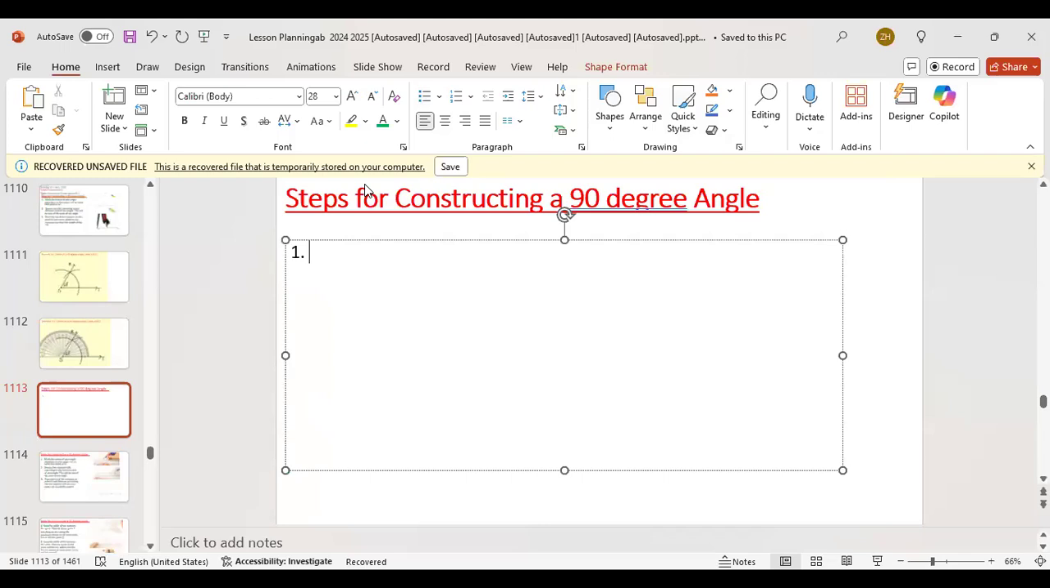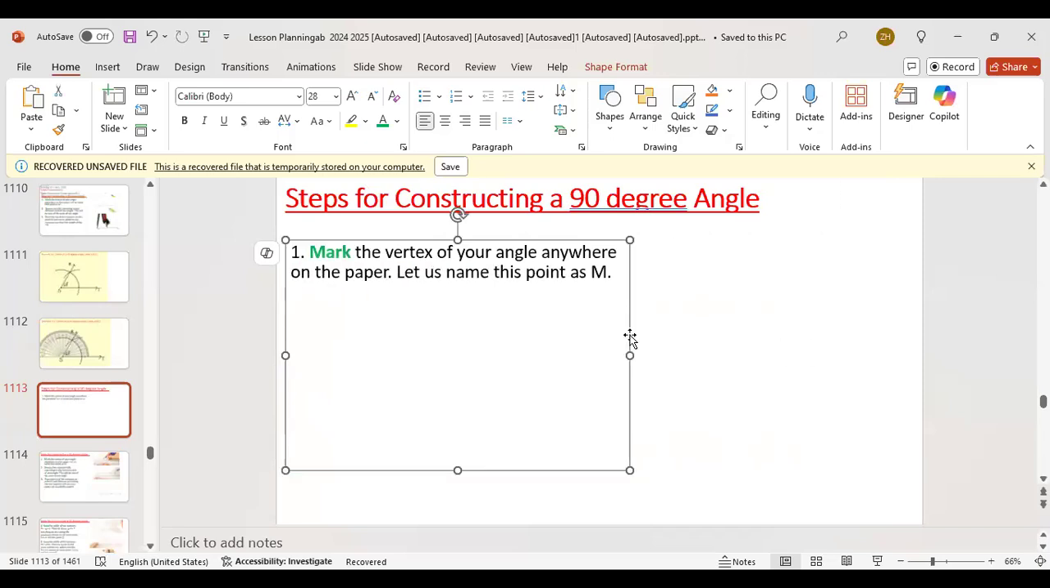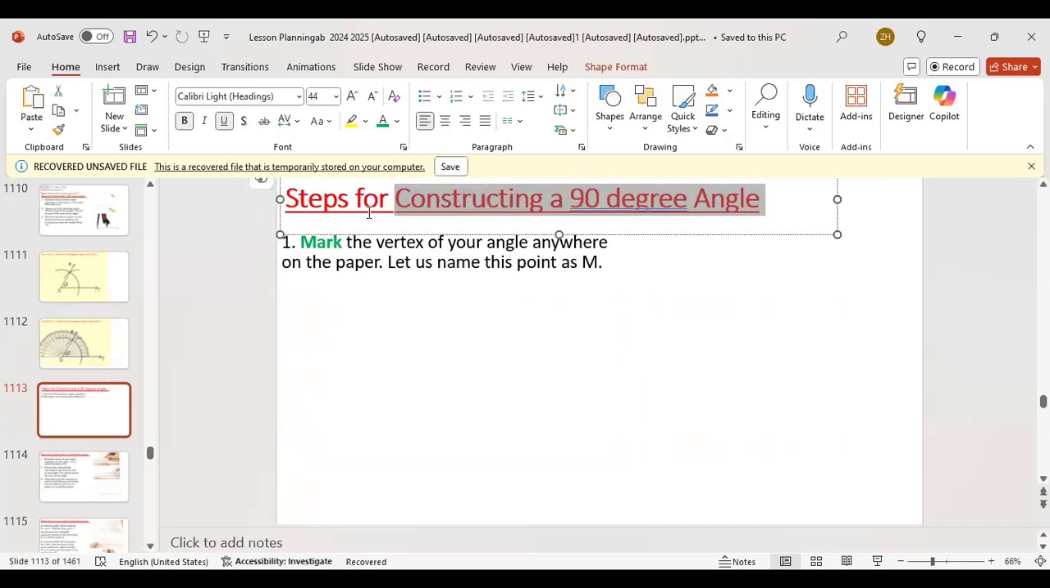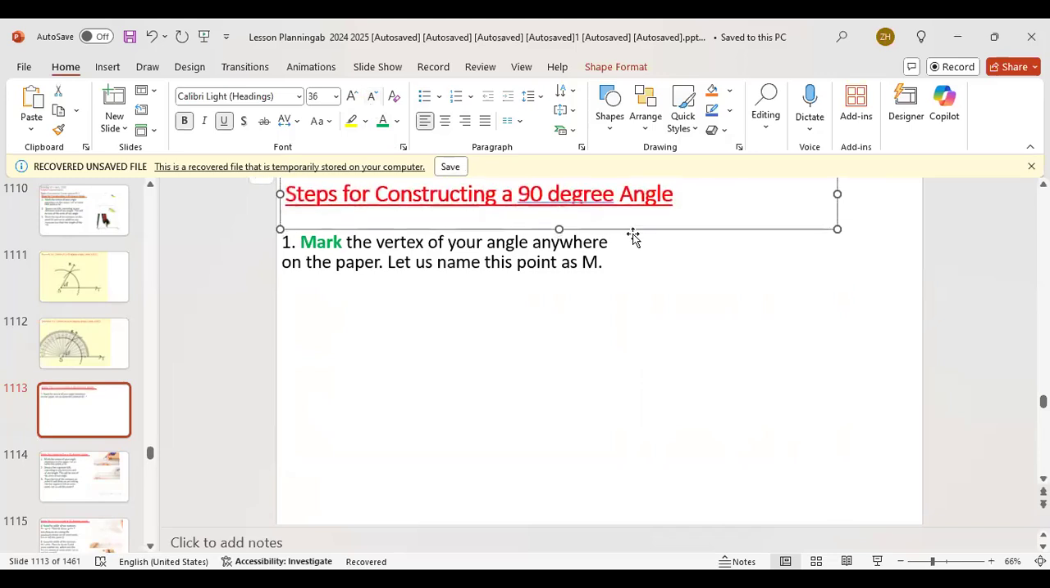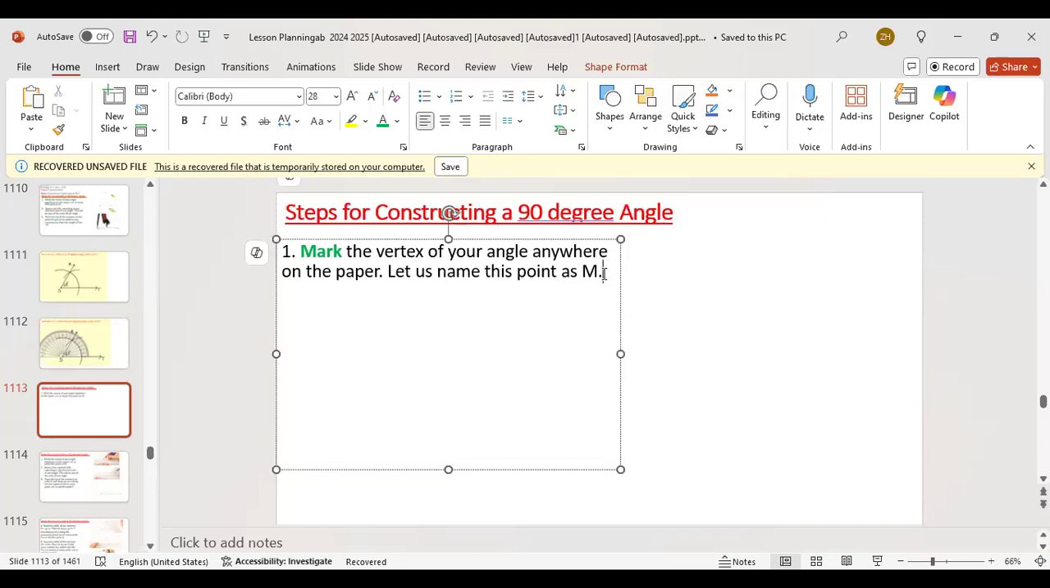So we're going to follow the same steps as before. We're going to mark the vertex M anywhere on the paper. We're going to label this point M. Okay. All right. So that's the first thing we're going to do.